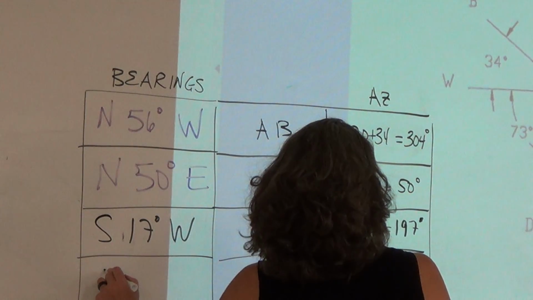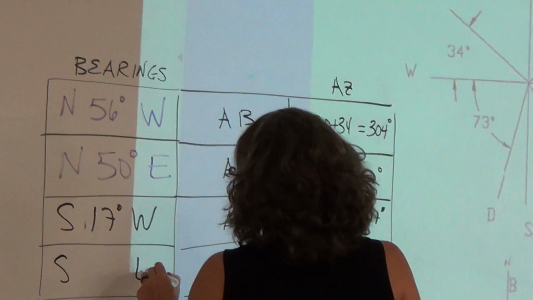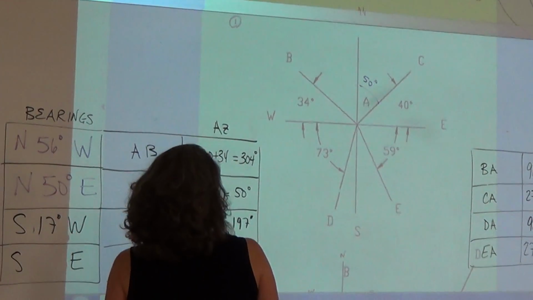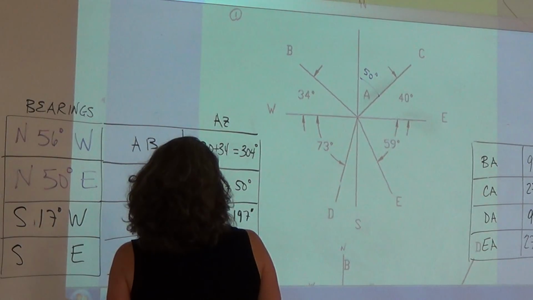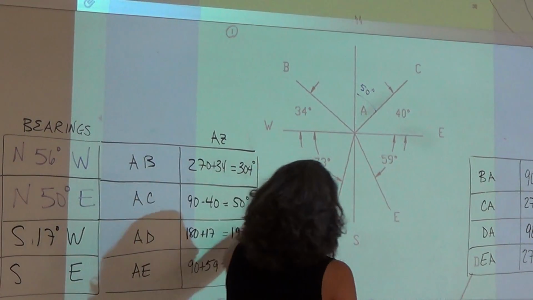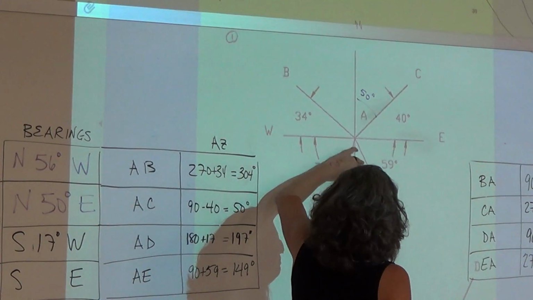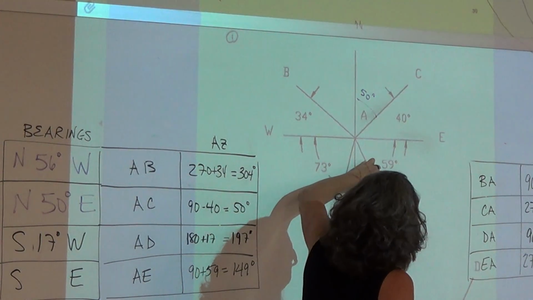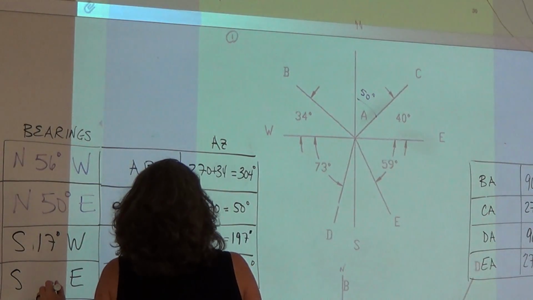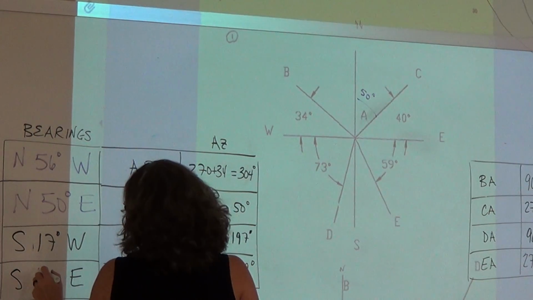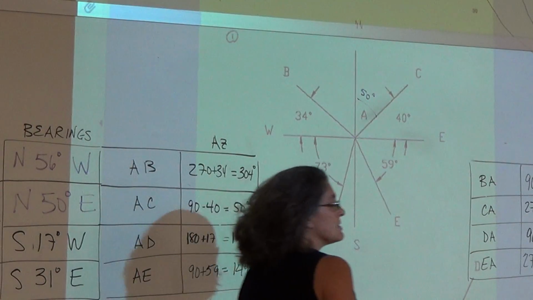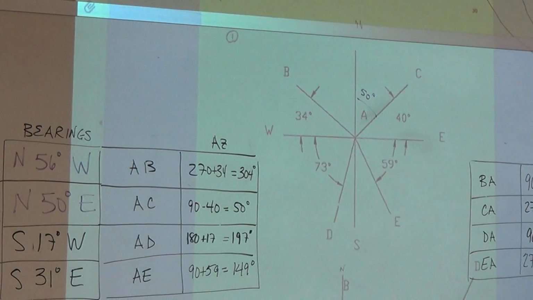Okay, Peter, A to E. North or south? South. East or west? East. Right, because it's going towards the east. Wait, no. Because the line is first south, right? You chose south. You want to go the direction in the east, so this is the angle here. 31? Right, because it's 90 minus 59, 31.